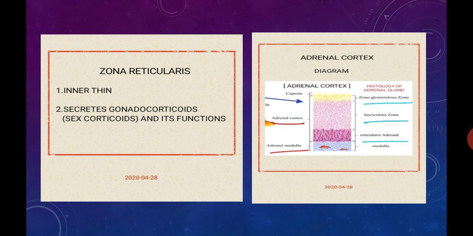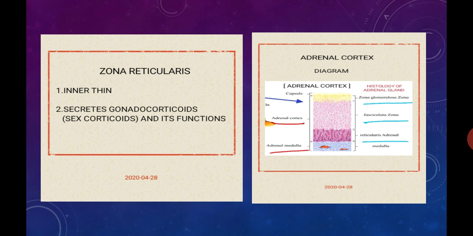Students, here is one most important point: in male, excess of gonadocorticoid hormone causes gynecomastia, and the meaning of gynecomastia is enlargement of the breast. So this is about the last region, the inner region, called zona reticularis.